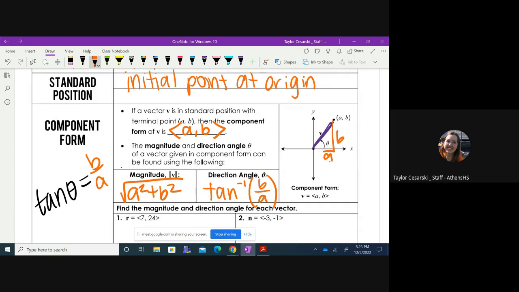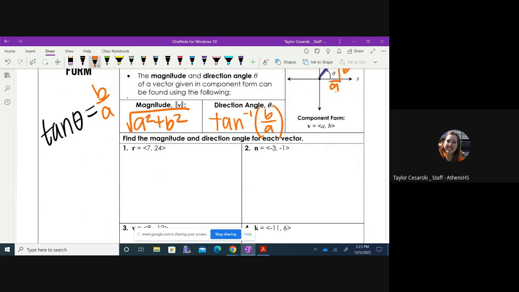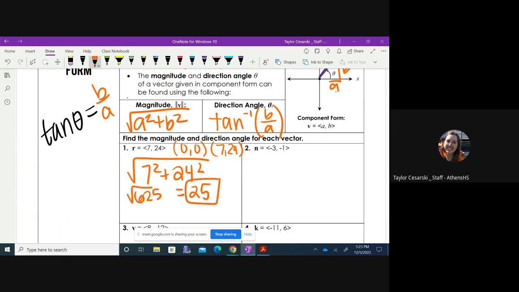So let's do a couple examples here. Let's start with 7, 24. First, if I'm finding the magnitude, 7 squared plus 24 squared. Because remember, that means that I have the initial point 0, 0, and then the point 7, 24. So you'll get the same thing either way. When you get that, you'd get the square root of 625, which is 25. So that is the magnitude.